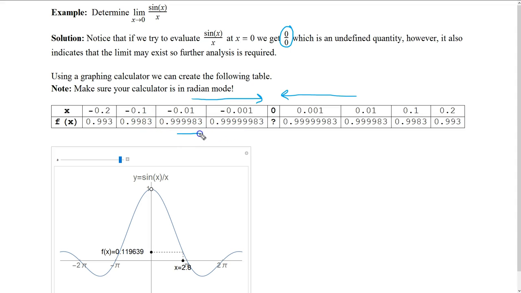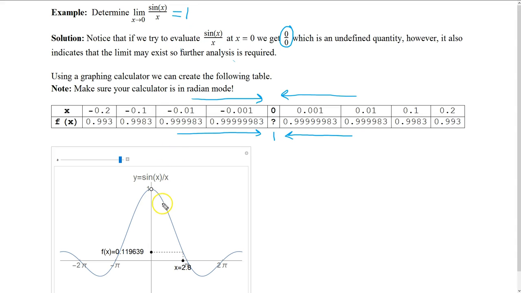Notice that it looks like from the left the function values are approaching 1, but we also need to see what's going on from the right. Well, it does look like from the right these function values are also approaching 1. So no matter how x approaches 0, our function values are approaching 1. And so it looks like this limit up here from the table is 1, and that's what we would write. Limit as x approaches 0, sine x over x is 1.